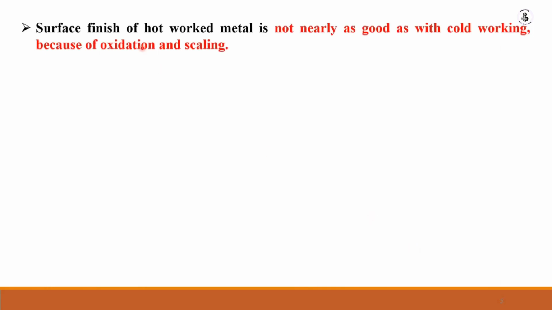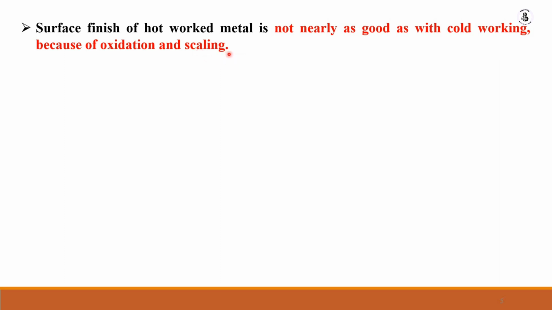The surface finish of the hot worked metal is not nearly as good as with the cold working process because of oxidation and scaling. When metals are heated, they always form an oxide layer, and this formation of oxides on the layer is known as scaling on the metal.